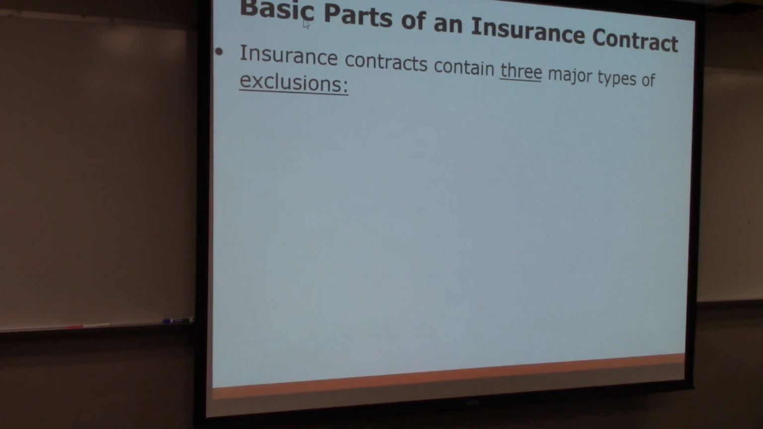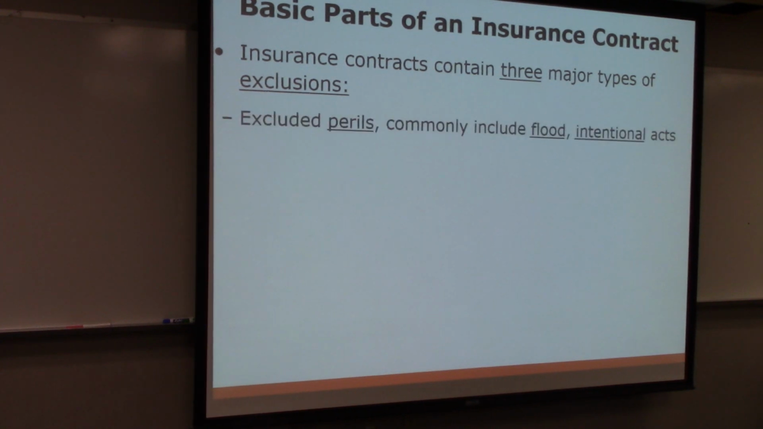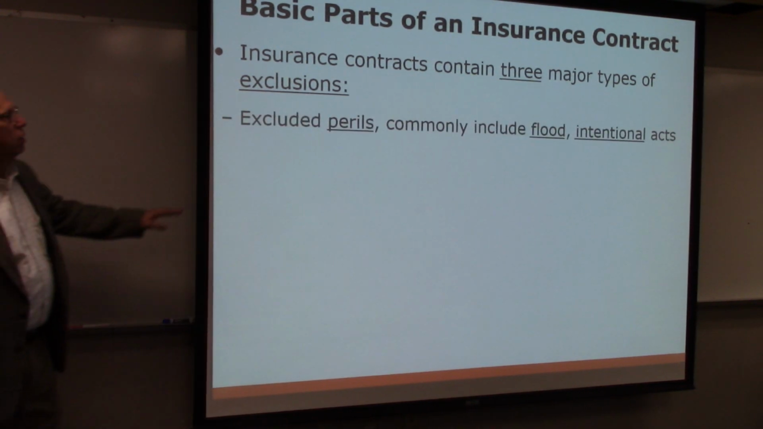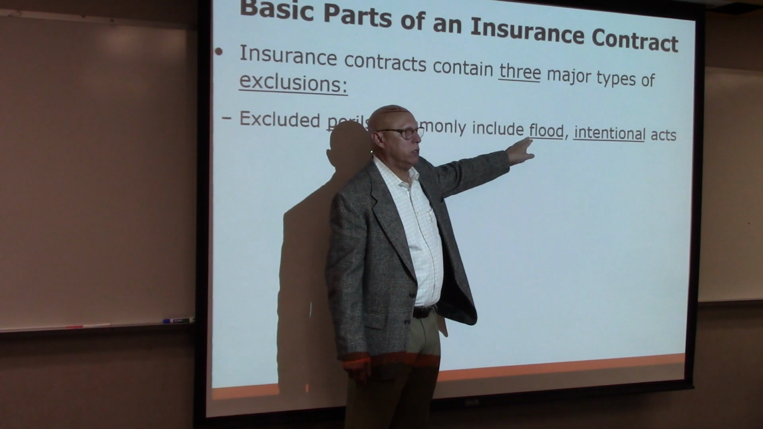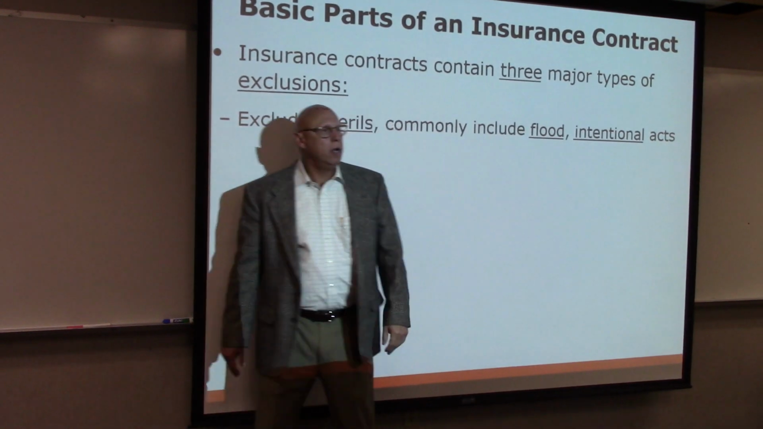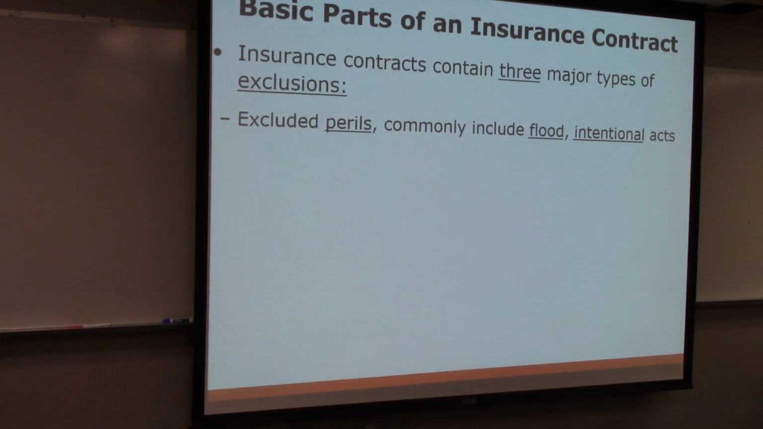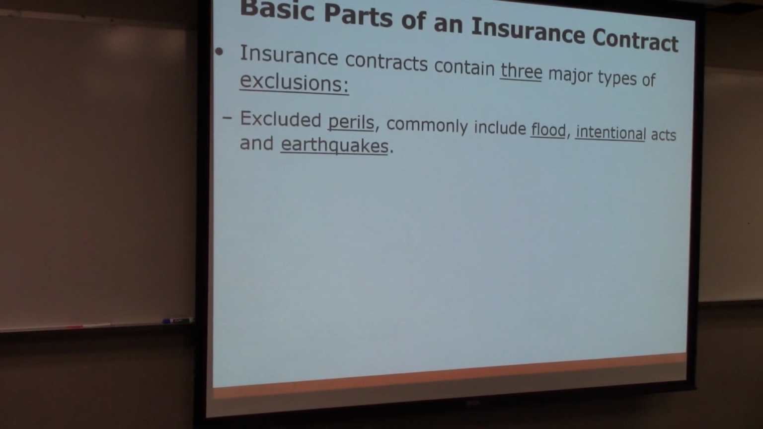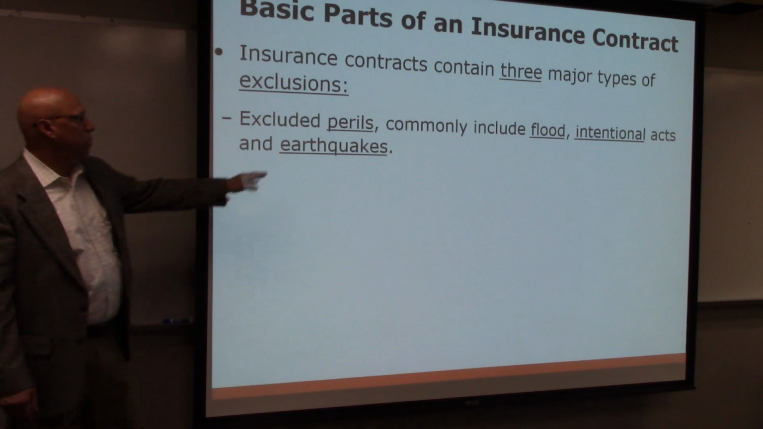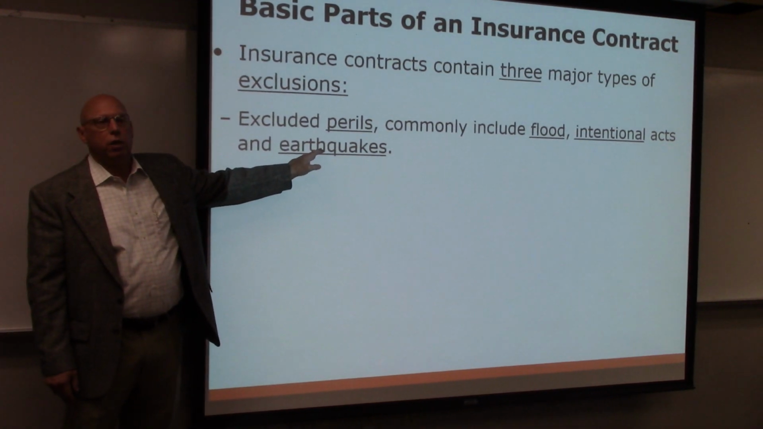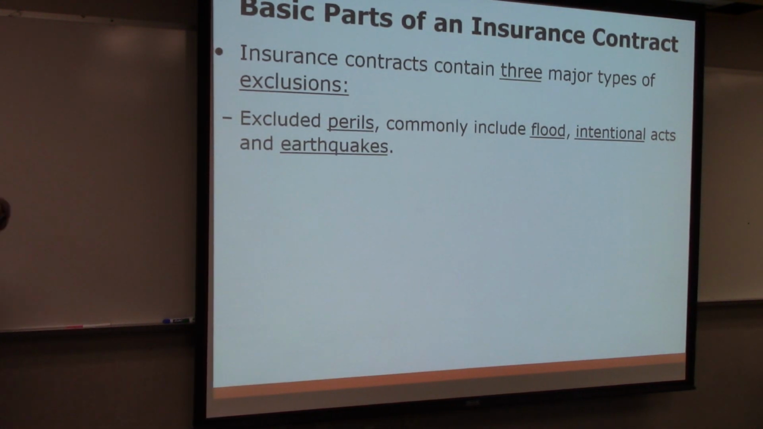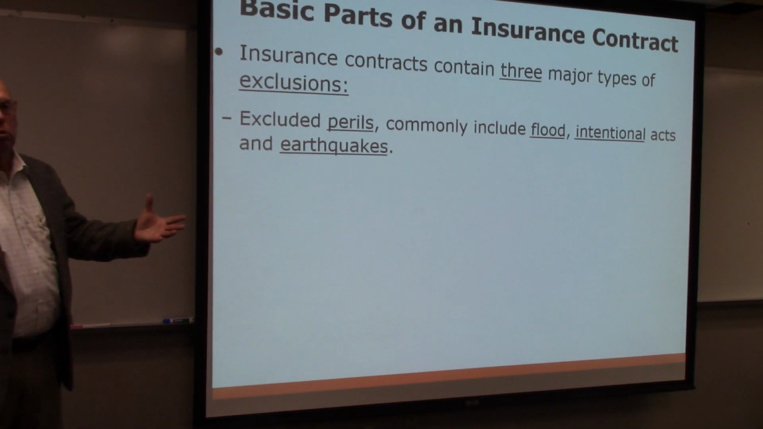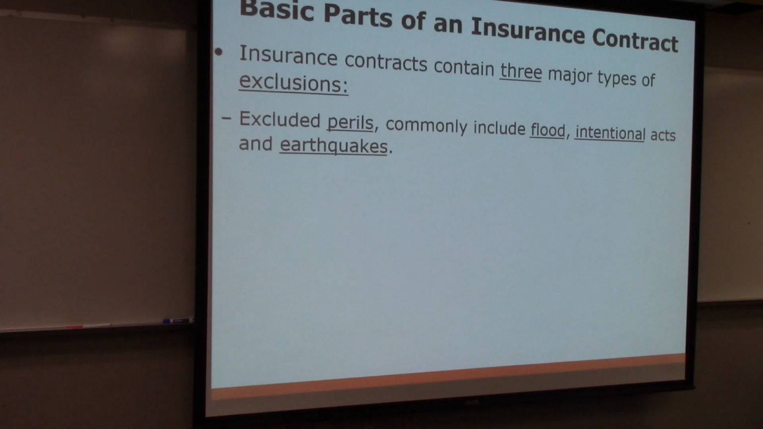Okay, 3 major types of exclusions that the companies put in. So, flood, which is covered by the government, a partnership between the government and the private sector, backed by the government. Okay, it's social insurance. And then intentional acts are never covered. And then earthquakes. These things cannot be predicted, and when they happen, the damage that is caused is too large. The government is going to step in, declare a natural disaster, and there's going to be government help that comes in.